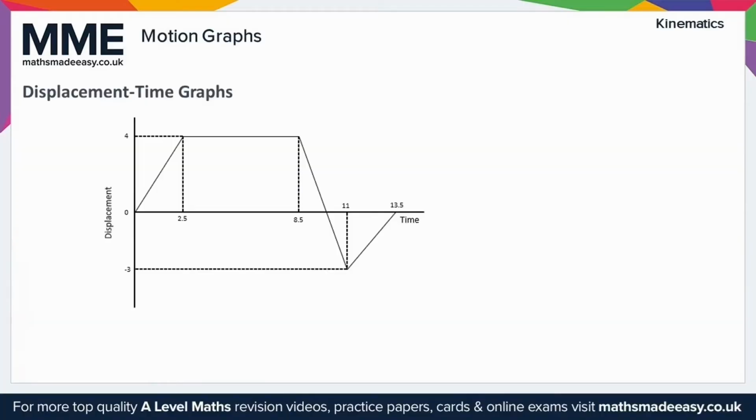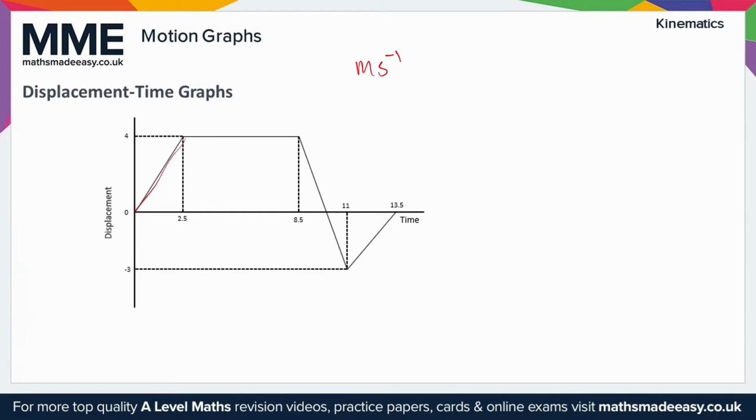So here we can see an example of a displacement time graph, and there's a couple of key properties that you need to remember. The first of which is that the gradient is the velocity, because velocity, measured in meters per second, is the rate of change of displacement per second. Well, rate of change, that sounds a lot like gradient.